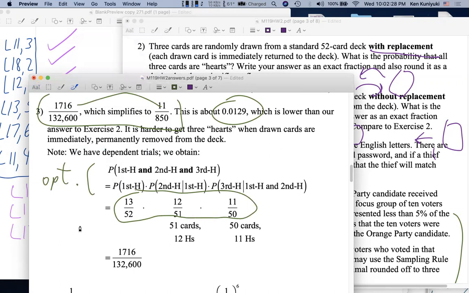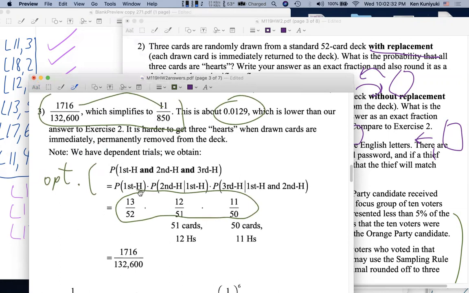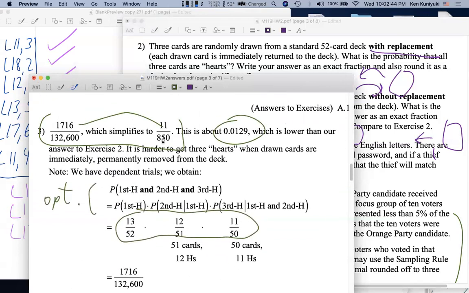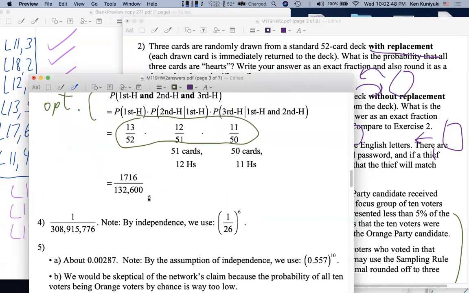But what is that fraction at the bottom? 1,760. Oh, that's okay. How do you multiply fractions? You multiply the tops, right? And you get 1,716. You multiply the bottoms and you get 132,600. And I'd accept this fraction as your fraction. It happens to reduce to that, but why bother with that, right? I mean, it's okay if you write it like that.